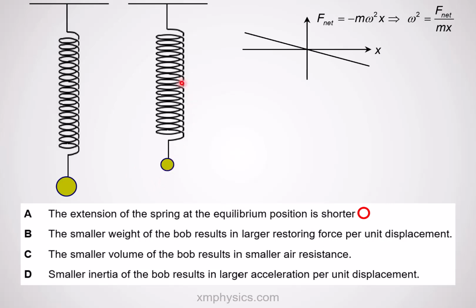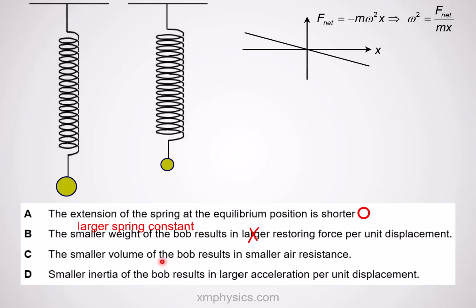It only affects the tension force at the equilibrium position, but the restoring force when you're away from the equilibrium position actually only depends on the stiffness of the spring. So if the option was to say that the larger spring constant results in a larger restoring force per unit displacement, maybe that would be a better statement.